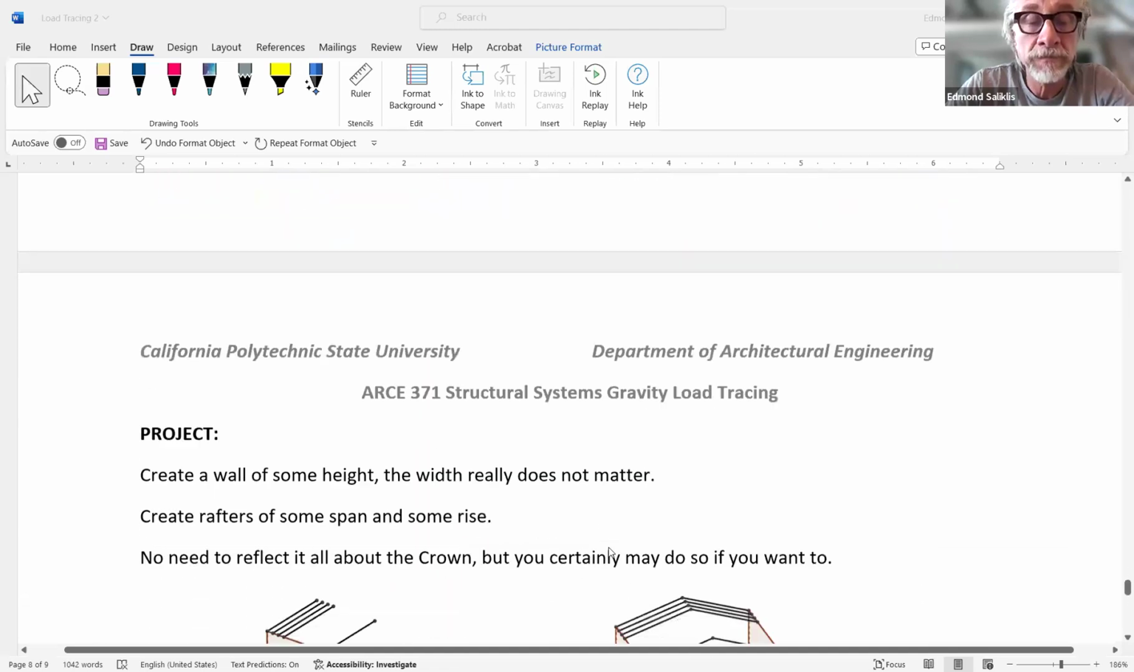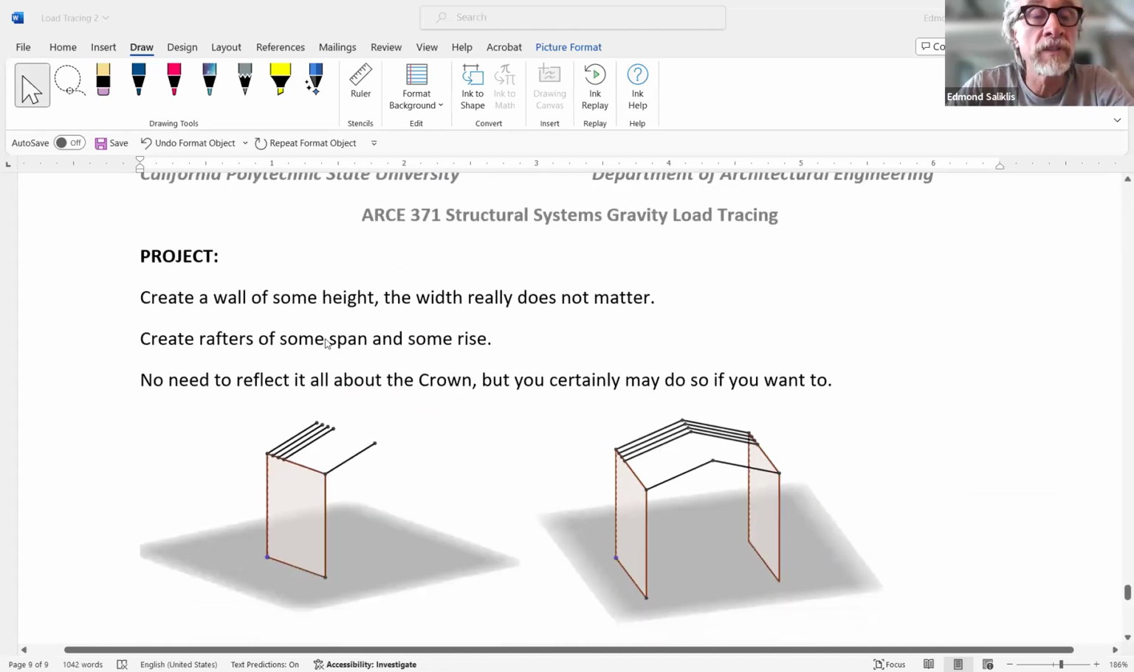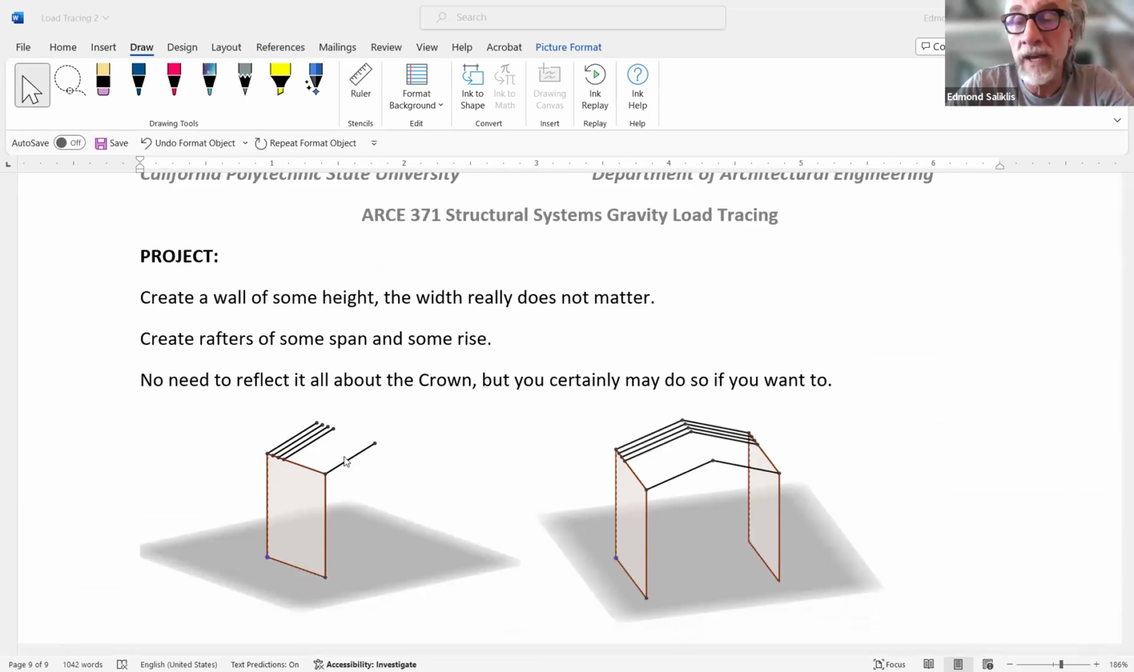So let's go back to our prompt now for the final part of the lesson here. So here's your project. Create a wall of some height. The width does not really matter. Create some rafters or some inclined beams. You don't have to use that word rafters. You don't have to reflect it about the crown, but there's a really nice reflect button in GeoGebra. So I'll show you that really quick.